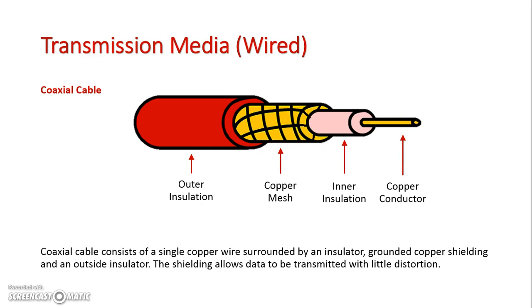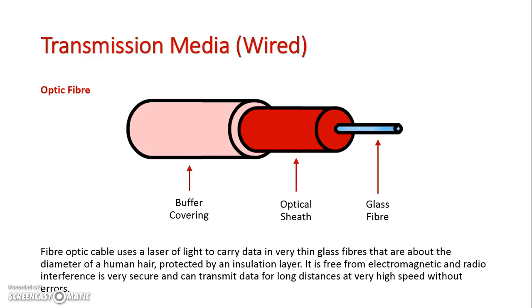The final type of transmission we'll look at is optic fiber cabling. Here we have covering as well as sheath, but instead of having copper conductors, it has a glass fiber, which is very thin. This glass fiber runs the actual transmission many times faster than copper ever could. It uses a laser light going down this glass fiber, which is the diameter of a human hair. It is free of any type of EMI or radio interference and can go over very long distances. This is the type of cabling they're trying to bring in with the national broadband network to increase the internet speeds within Australian network systems.